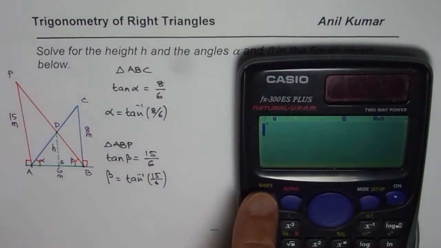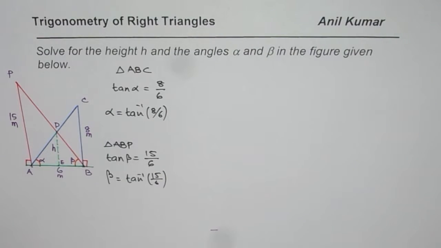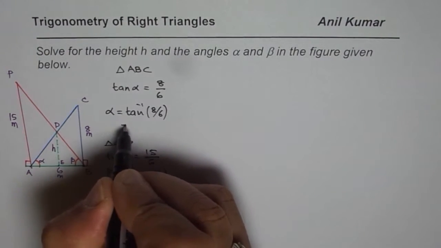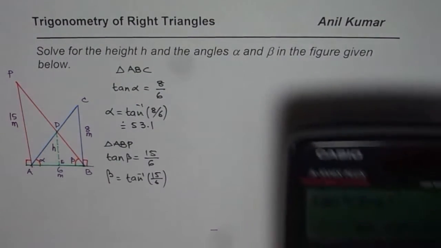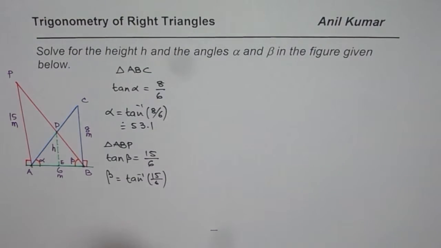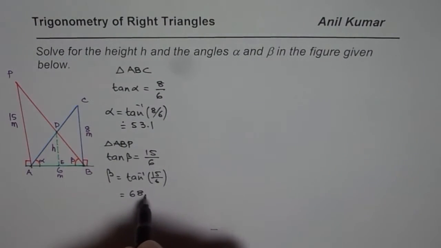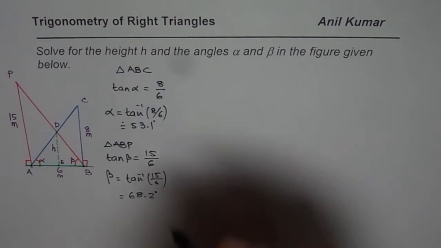So the first one is tan inverse of 8 divided by 6, that is equal to 53.13. Let's round this to one decimal place, so 53.1 approximately. The second one is tan inverse of 15 divided by 6, equal to 68.19. We can write this as 68.2 degrees. So both are in degrees. That is how we can find the angles alpha and beta.